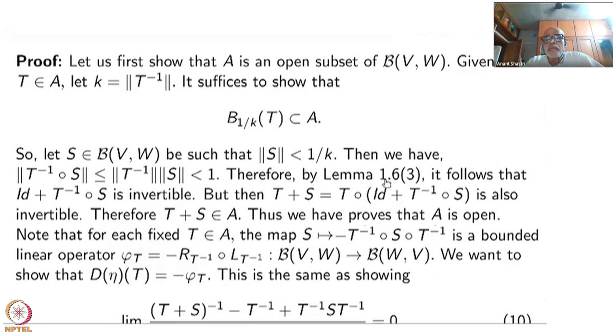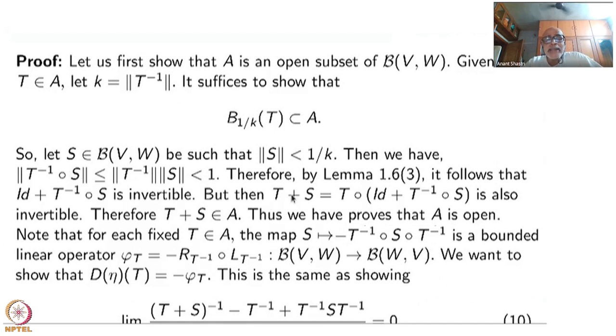Therefore, by the lemma that we have stated and indicated the proof also, lemma 1.63, it follows that identity plus T inverse S is invertible. There it was identity minus. You can take minus S here and this will become plus. Identity plus T inverse S is invertible, because the norm of this one is less than 1.